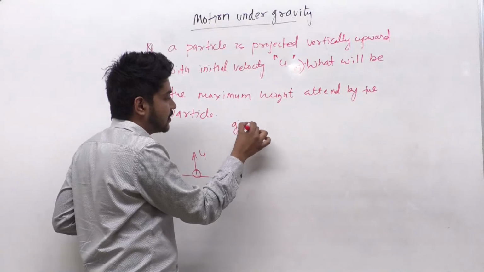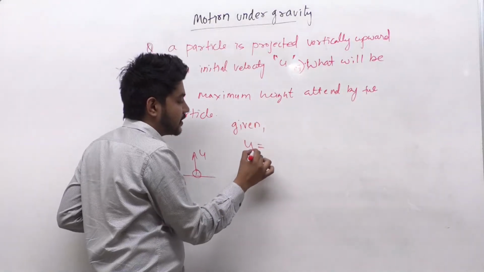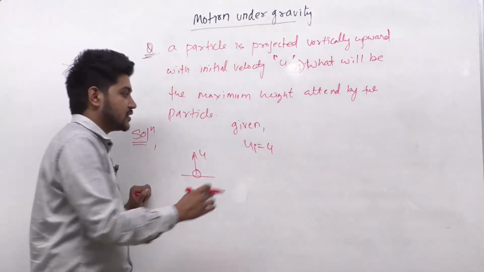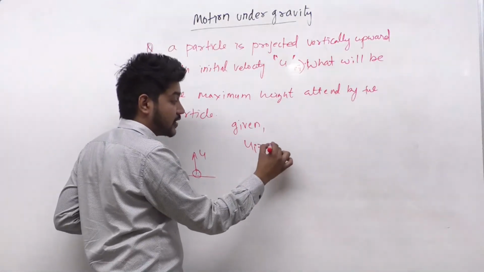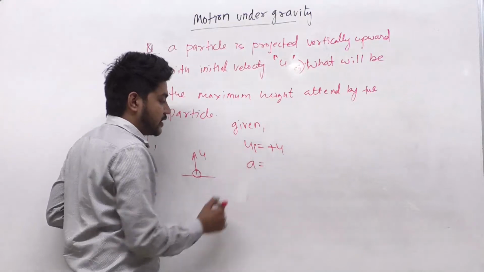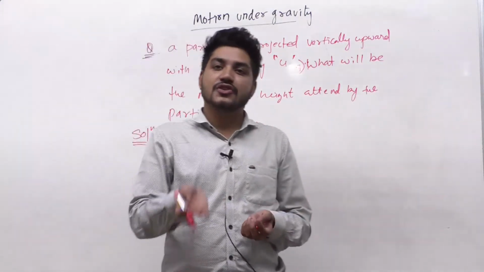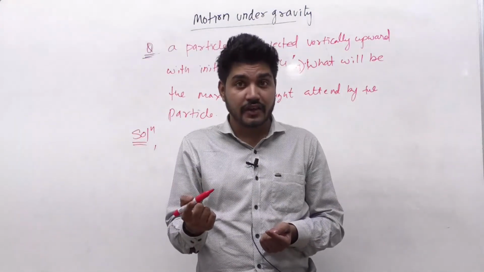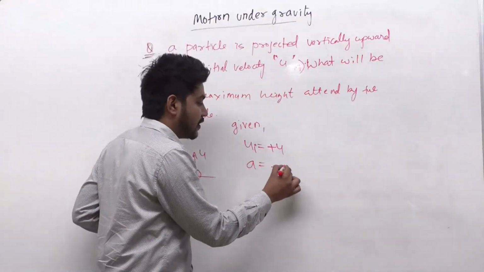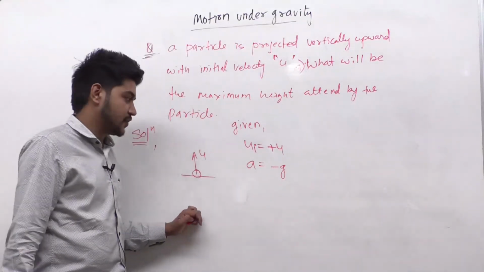So given, the initial velocity of the particle is u, and it is in which direction? Upward direction. So we'll write plus u, right? And now acceleration is what? Even though the particle is projected upward, acceleration due to gravity is always acting in which direction? Downward direction. So we will always consider g as negative g, right?